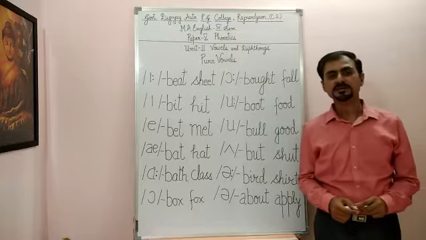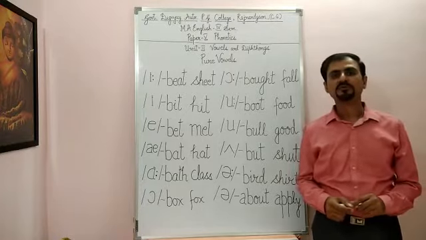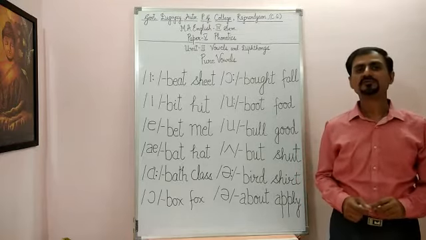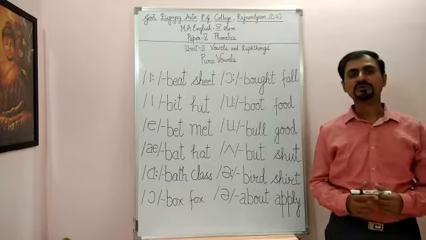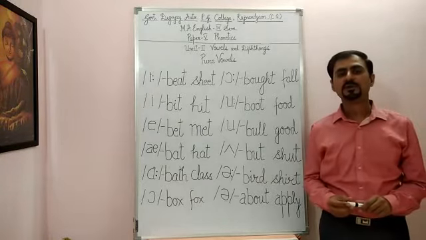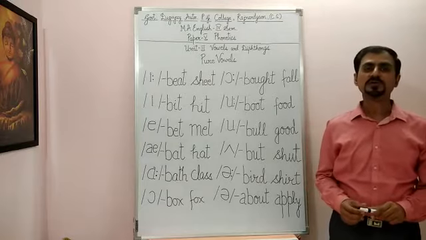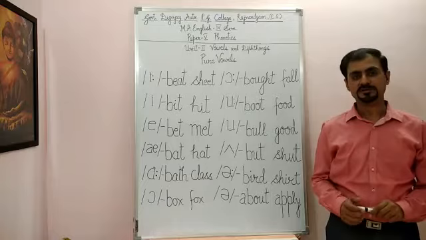As we have discussed earlier, English has a total of 44 sounds. There are 44 speech sounds in the English language. Out of these 44, 20 are vowels and 24 are consonant sounds. So today we are going to learn about the 20 vowels of English.